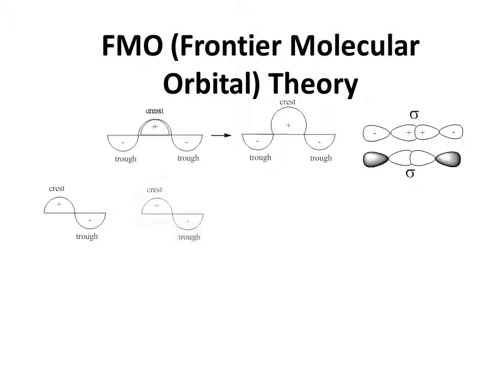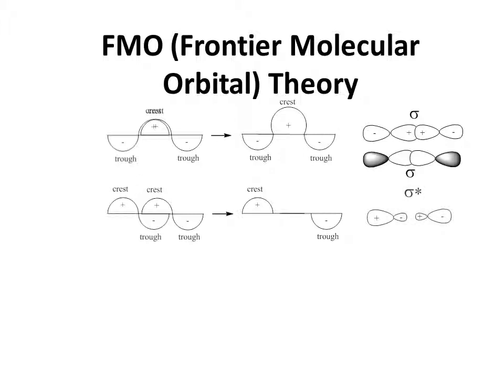Now, if the positive crest combines with a negative trough, that cancels out the waves. In 3D, the head-to-head interactions of the atomic orbitals don't overlap, they repel, creating an unstable, high-energy, antibonding molecular orbital, sigma star. There is a region of zero electron density called a node between the atoms.